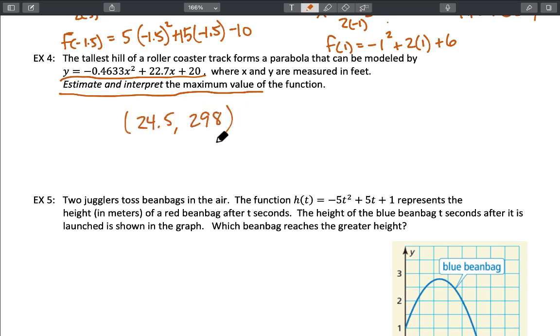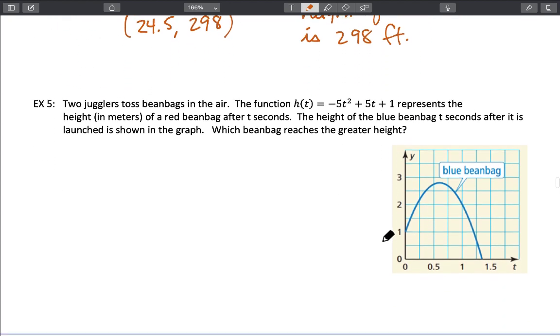All right, we'll just round that to the nearest whole foot. So we want to interpret the maximum value here. The maximum is that 298, and to interpret that we would say the maximum height of the roller coaster, and we'll just shorten that to RC, is 298 feet. All right, our last problem for today.